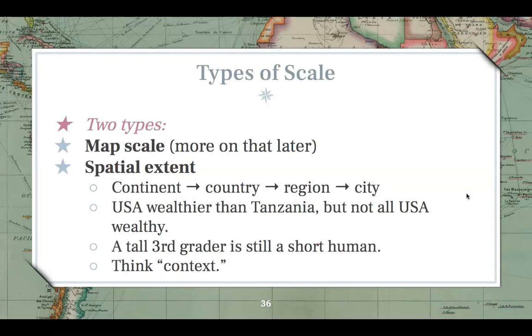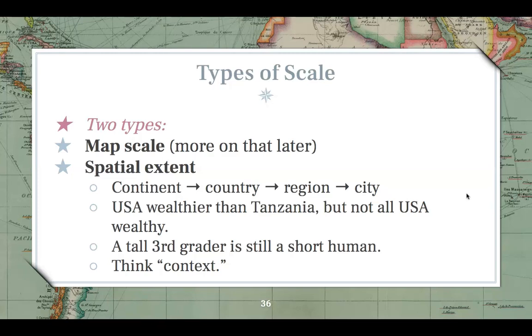A couple quick examples. The United States, by every measure, is wealthier than the country of Tanzania. But if you break that down further, you would realize that not everybody in America is wealthy. There are millions of people who live below the poverty line and many who live in extreme poverty that we often only associate with developing countries.